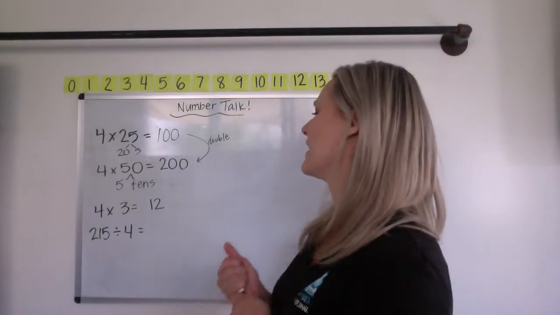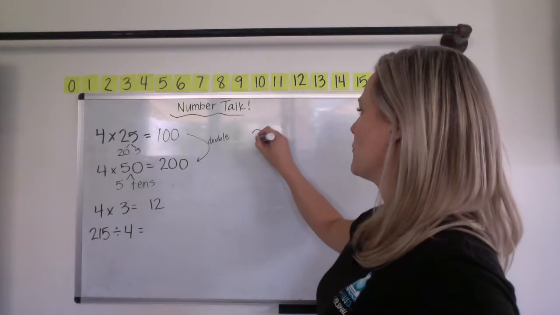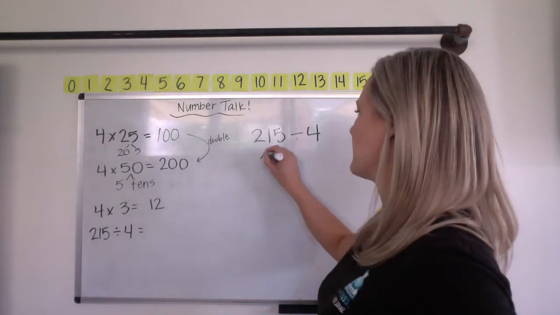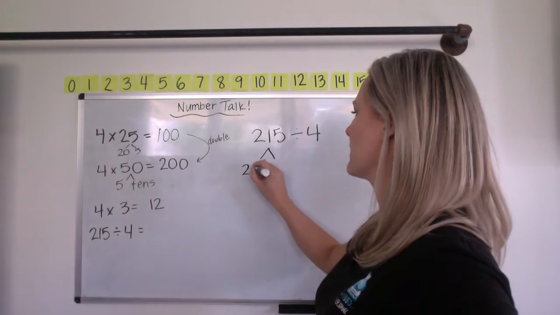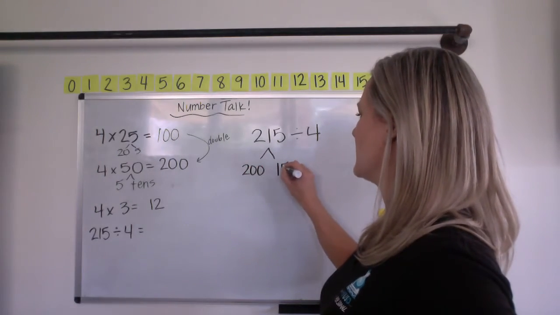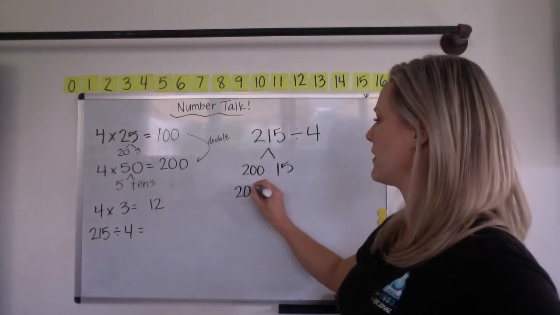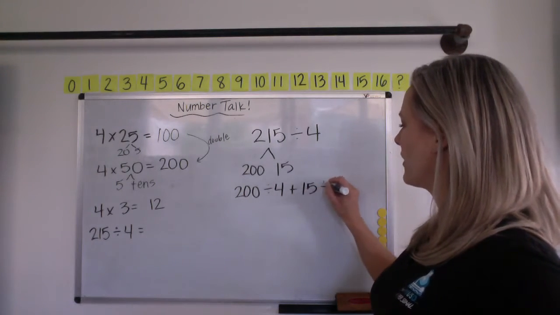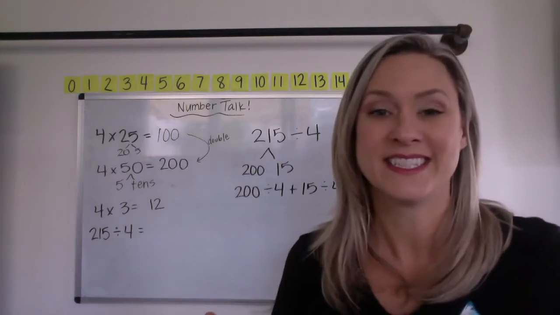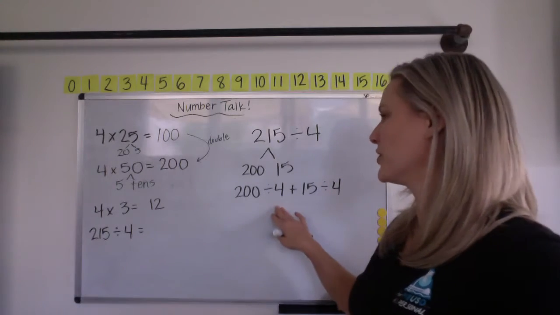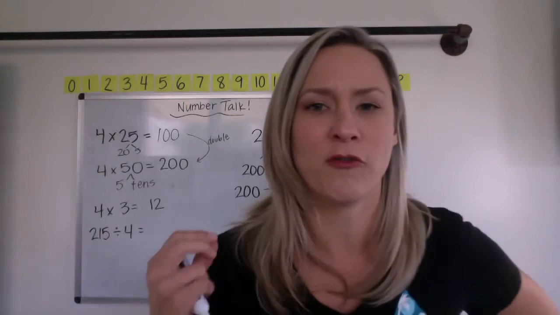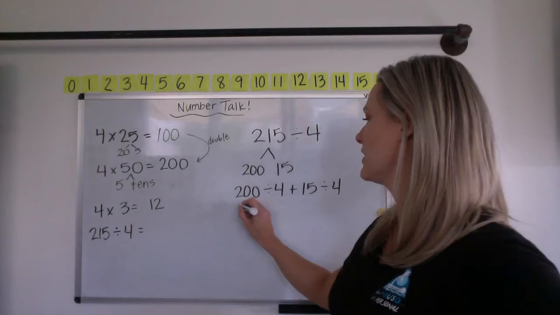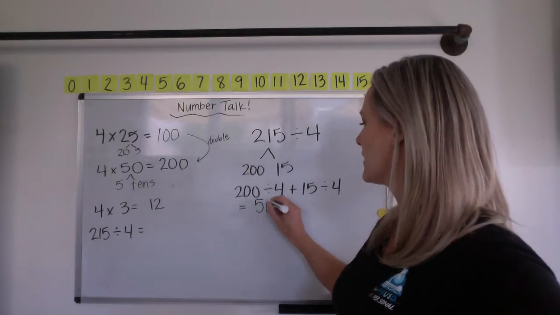Did you say that you knew 215 divided by 4 could be split up into 200 divided by 4 plus 15 divided by 4? Maybe you did that. So 200 divided by 4, you probably know because you know 4 times 50 is 200, right? So you can use that information. So this would be 50 here.